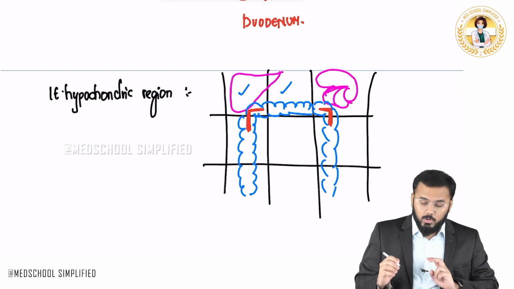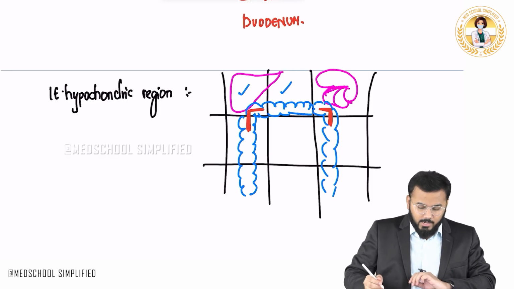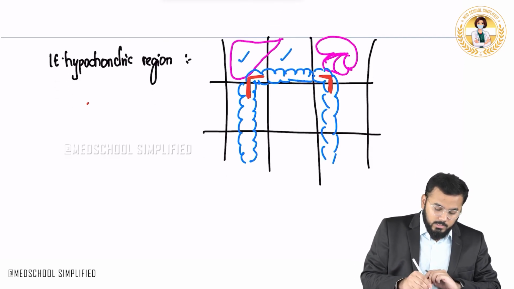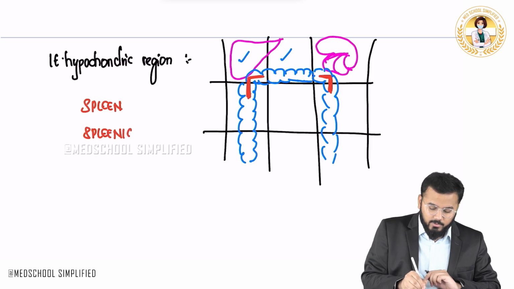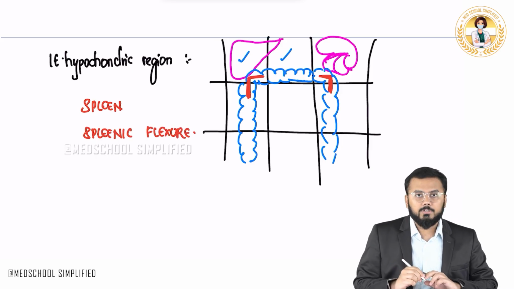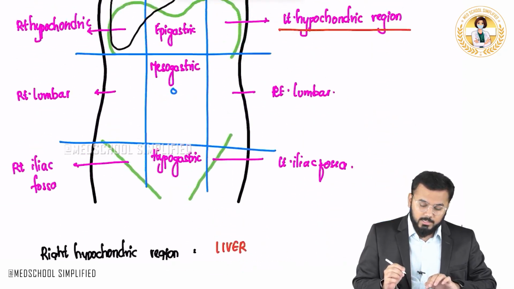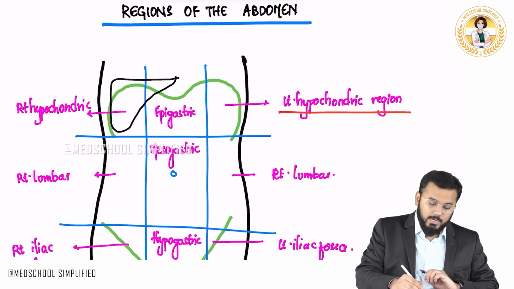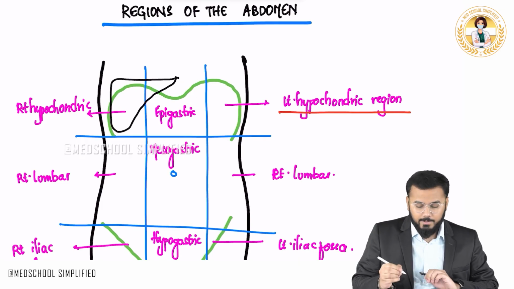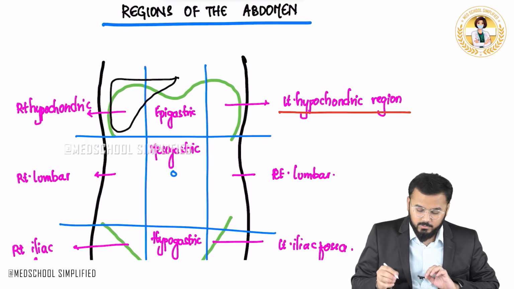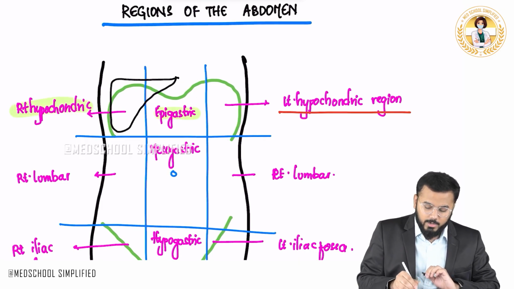So what are the important things you have in the left hypochondriac region? The first one is your spleen, and you also have your splenic flexure. So we have actually covered the right hypochondriac region, the epigastric region, as well as the left hypochondriac region.